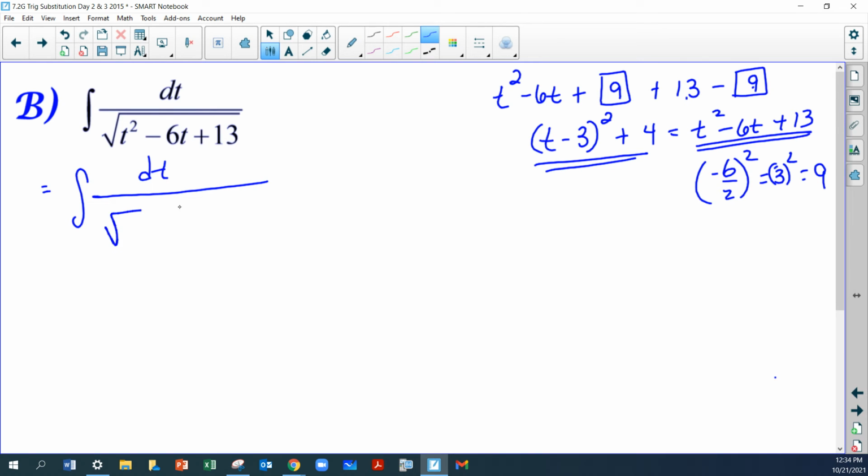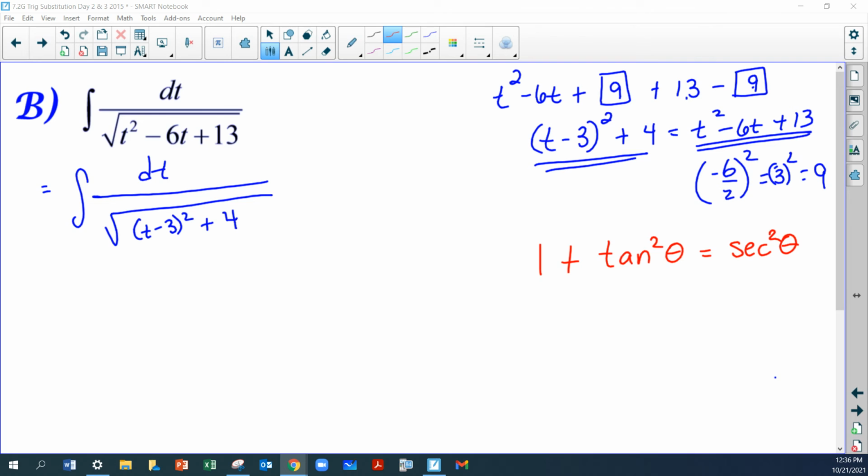dt over square root t minus 3 squared plus a 4. Seriously. Okay. And I am at a loss right now. I'm trying to find my mouse. Okay, I think I figured it out. I took a moment here to think about it.